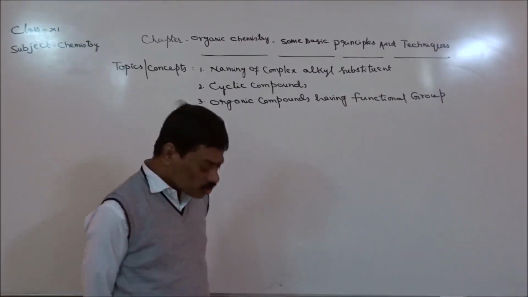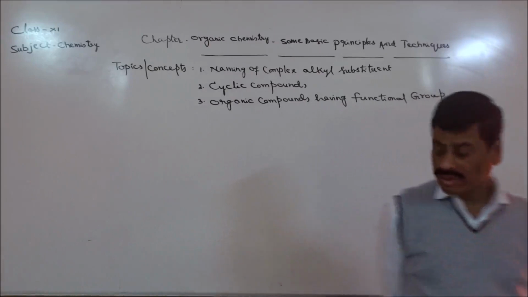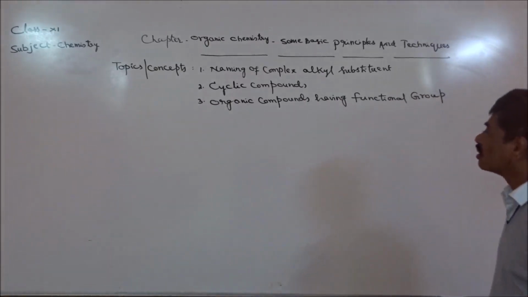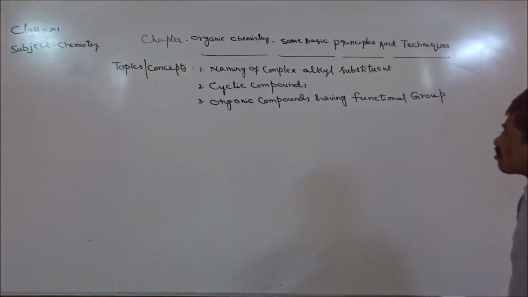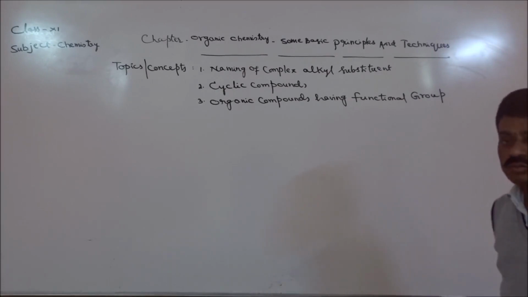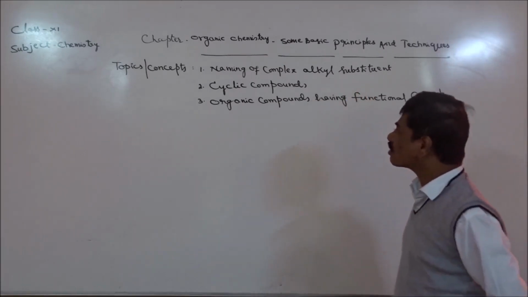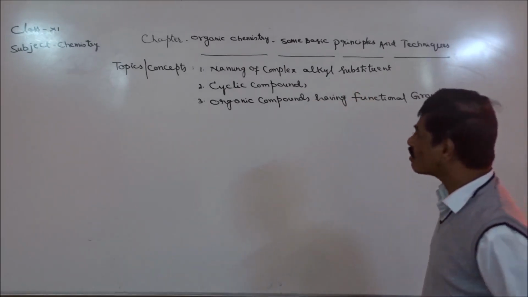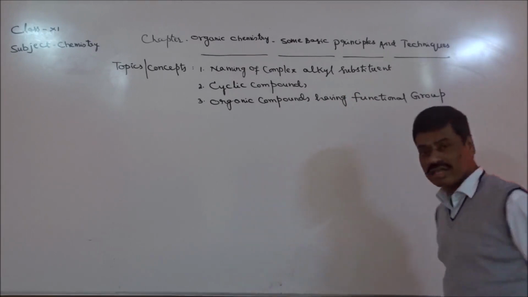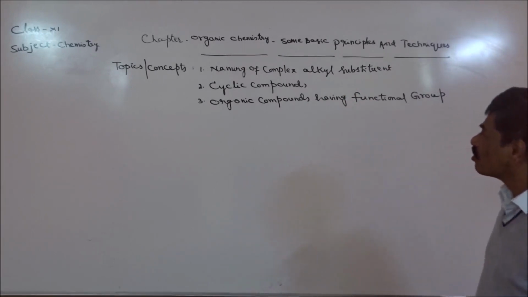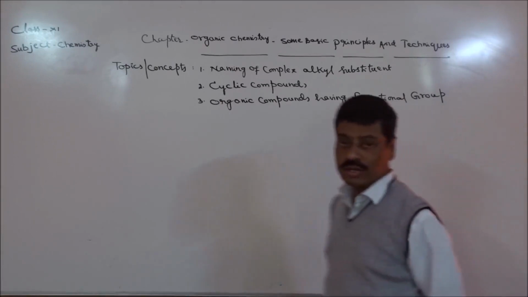And today I am going to teach the naming of complex alkyl substituent, cyclic compounds, and then organic compounds having functional group. These are the three different topics I am going to teach, and this is in continuation with the organic chemistry chapter. First, let us see how the complex alkyl groups are connected.